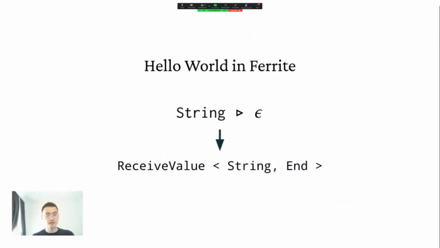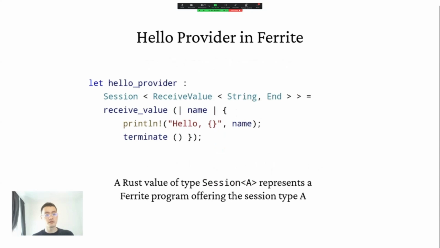To show an example, we have a hello world session type that is first expressed in pure session types and then transformed into Rust types. It is self-explanatory from the type signature that the session type we have defined allows a provider to first receive a string value from the client and then terminate.